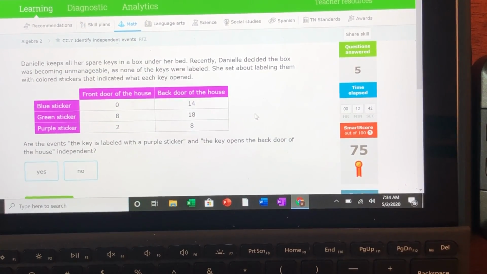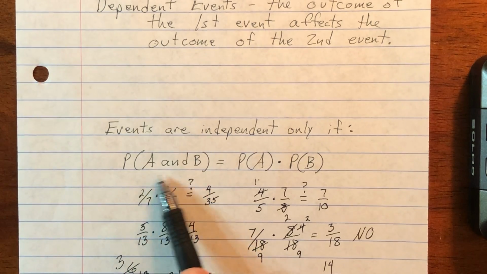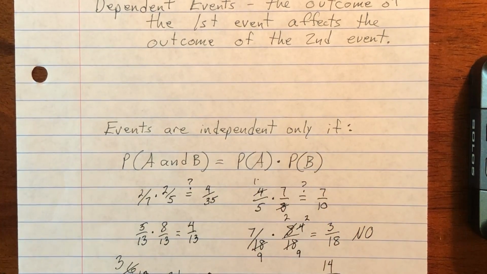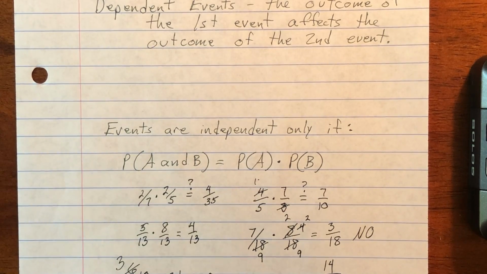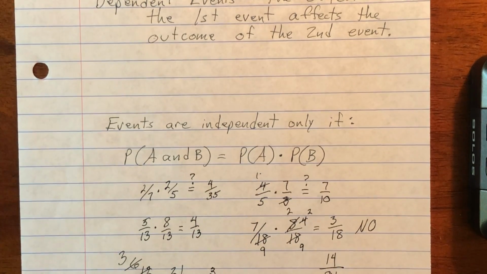What I want you to do is go ahead and try CC.7. And remember, all they're really asking you to do here is to use this formula. If these two are independent, then this formula has to be true. If not, then it doesn't. Okay? So this is kind of a building block to where we're going to use this tomorrow to actually calculate some probabilities of independent and dependent events. But for today, all they're asking you to do is just check. So just take this and check it and see if it's right.